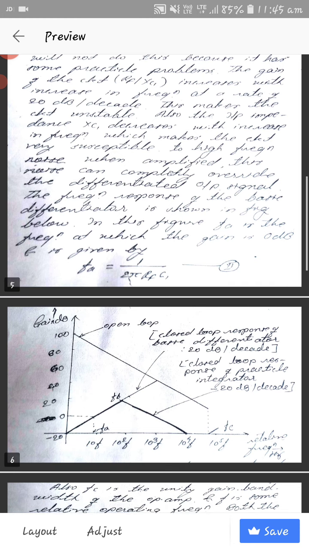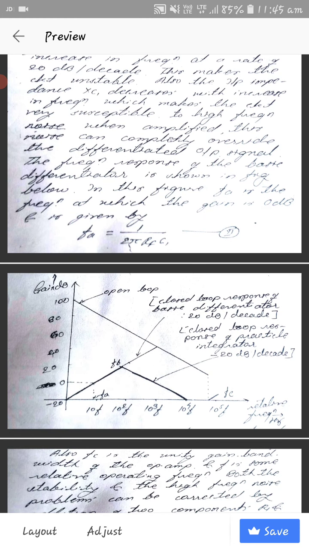The frequency response of the basic differentiator is shown in the figure. Here in the figure, FA is the frequency at which the gain is 0 decibel. That means FA is the frequency in this graph where the gain is 0 decibel. At that time the gain is 0 decibel, and that is where we get the FA frequency. The FA frequency is equal to 1/2 pi RF C1.